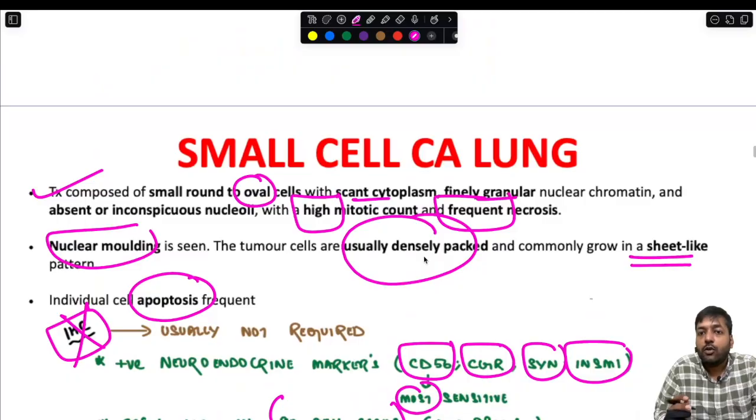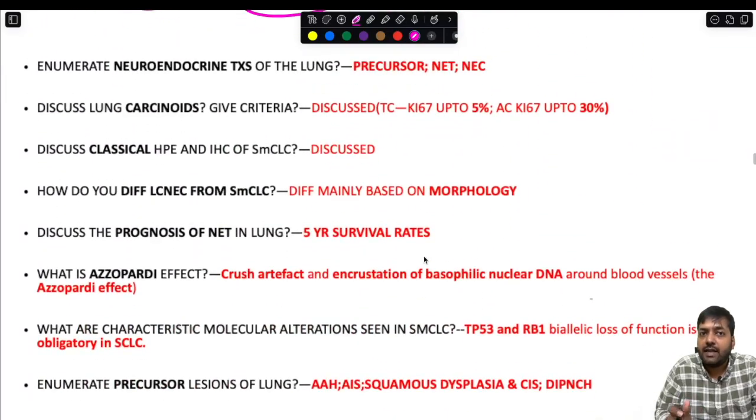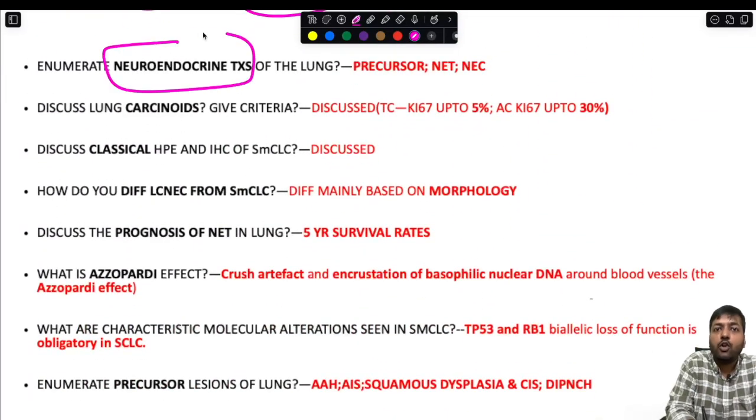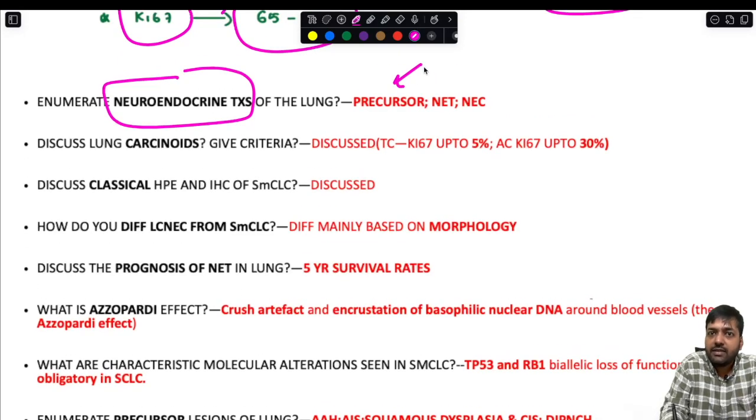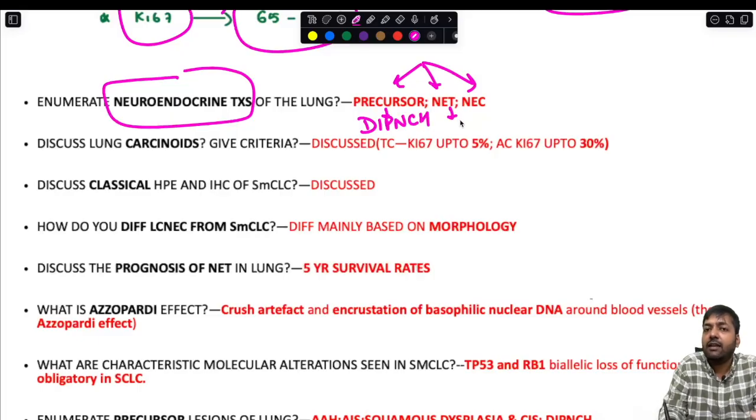Okay, so now let us jump into an important exam question. Enumerate the neuroendocrine tumors of the lungs. There are broad headings: precursors, neuroendocrine tumors, and neuroendocrine carcinomas. Precursors include diffuse idiopathic pulmonary neuroendocrine cell hyperplasia. NETs are the carcinoids, typical and atypical, and neuroendocrine carcinomas are small cell lung carcinoma and large cell neuroendocrine carcinoma of the lung.